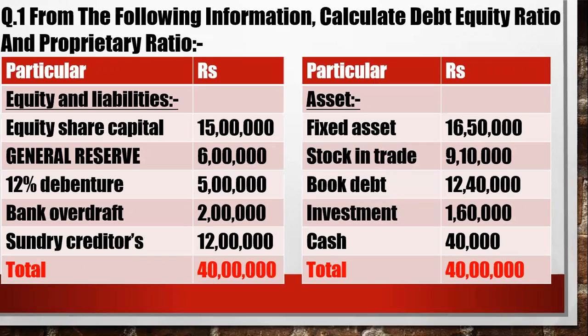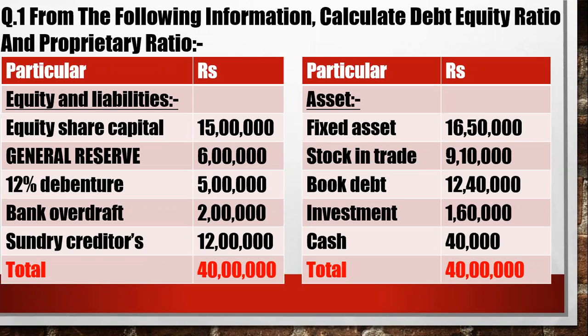Okay, this was the liability side, and the second one is the asset side. So in equity and liabilities, they have given you equity share capital, general reserve, 12% debenture, bank overdraft, and sundry creditors. And the asset side also they have given. Whatever you require, you can take for the formula. As I told you, for the debt equity ratio, you want debt upon equity. Debt means long-term debt. In this sum, only one is there, that is the 12% debenture. So long-term debt is the 12% debenture, which you have to take as 5 lakh.